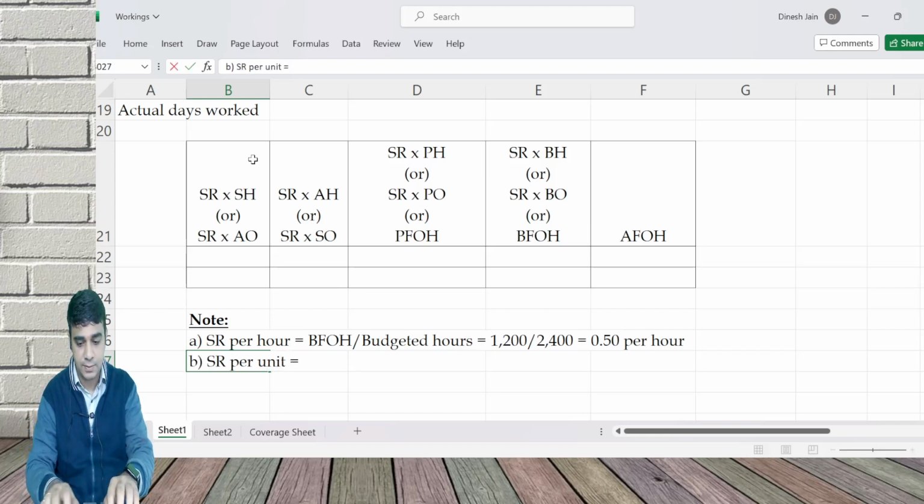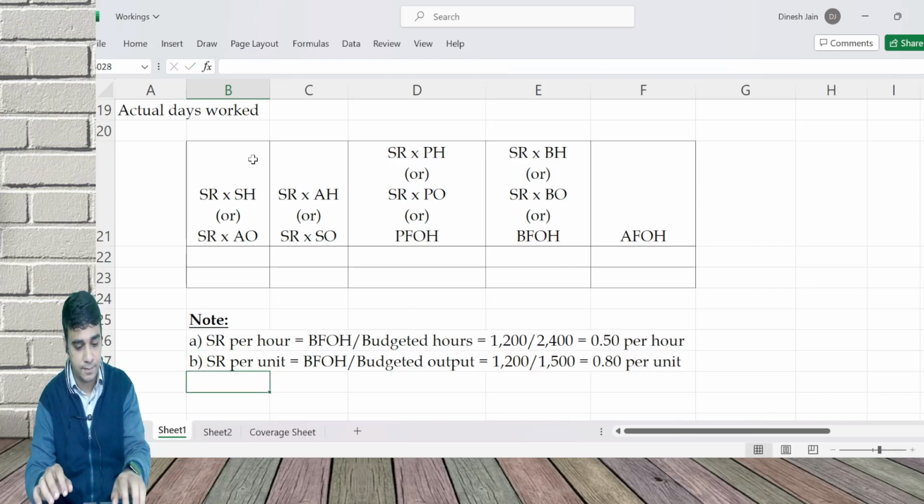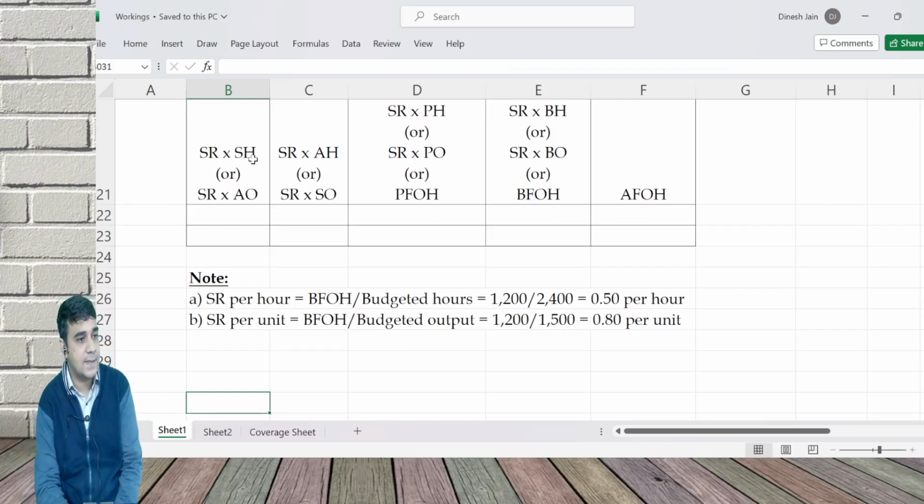SR per unit is BFOH by budgeted output. 1200 by what's the budgeted output? 1500. 0.80 per unit. Always SR per hour and SR per unit is the first computation: 0.50 per hour and 0.80 per unit. Any doubts on this?